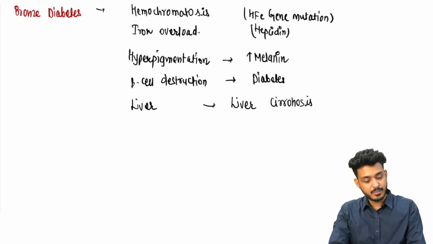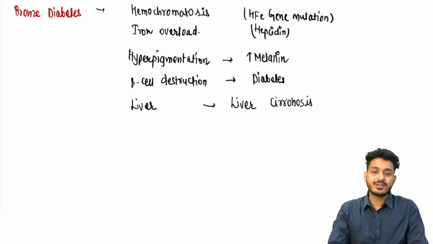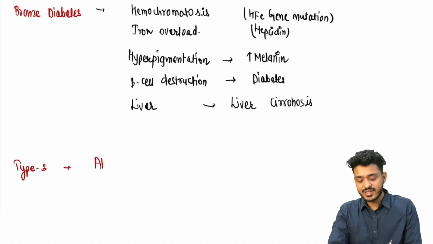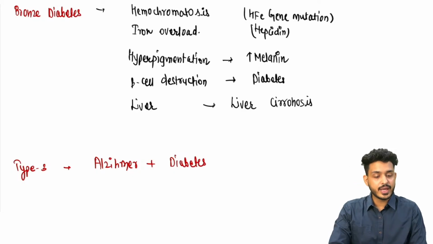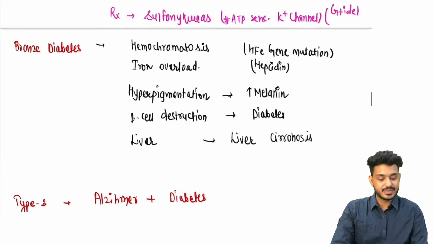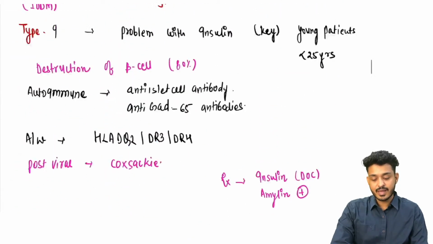Apart from this bronze diabetes, we can also have type 3 diabetes. Type 3 diabetes is just a term that you need to remember whenever the patient is having Alzheimer's. And along with the Alzheimer's, if the patient is having classical symptoms of diabetes, this is going to be type 3 diabetes. So how many types of diabetes have we seen?